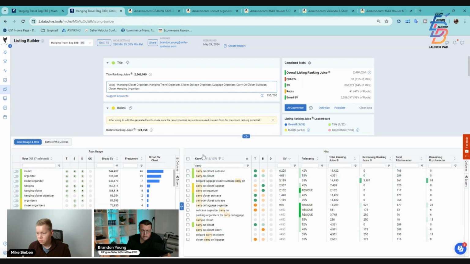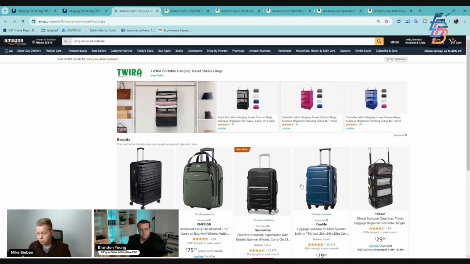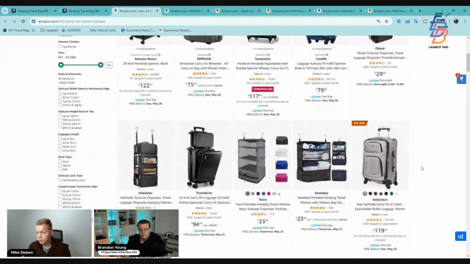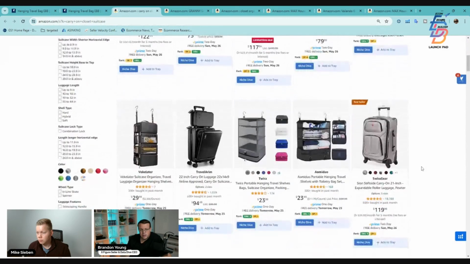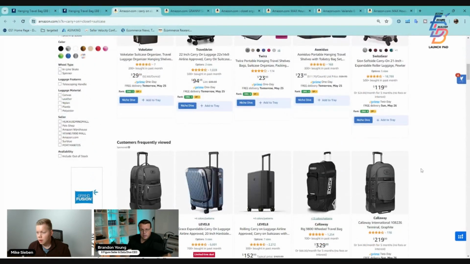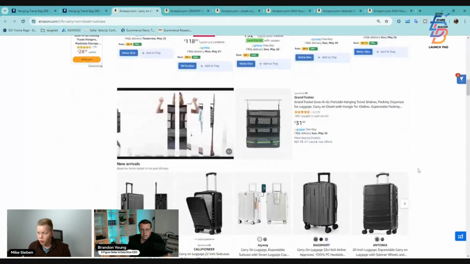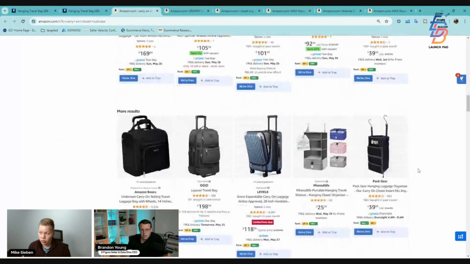Carry on closet. Now you're not the suitcase, so maybe this isn't the right keyword. Or you think this is good? We should target this. Well, we're not the suitcase, but also the logic.